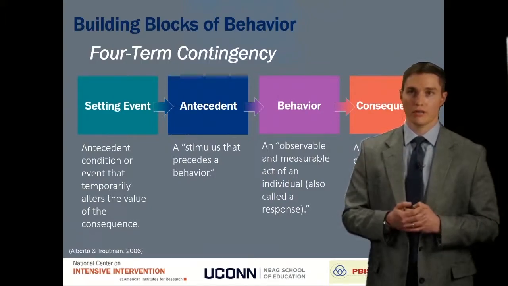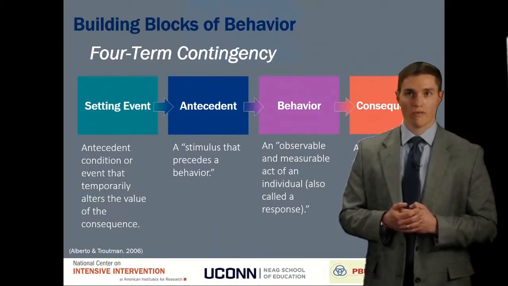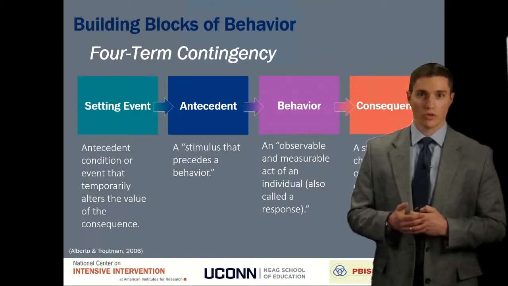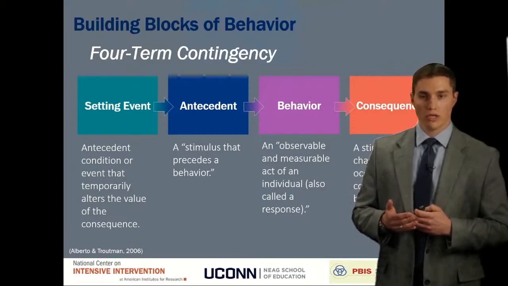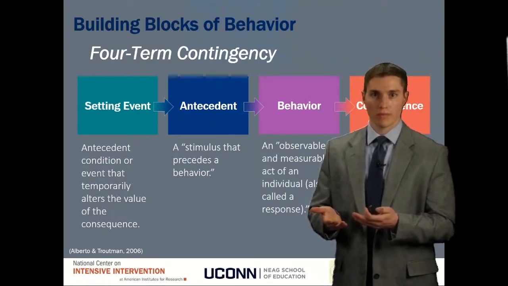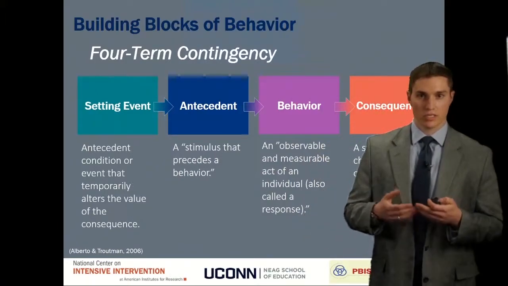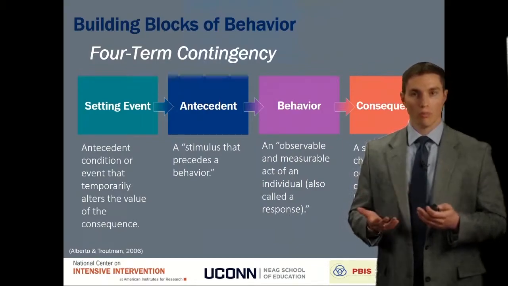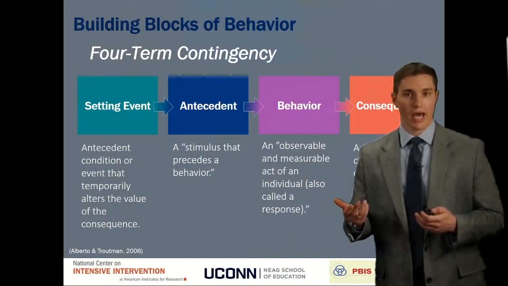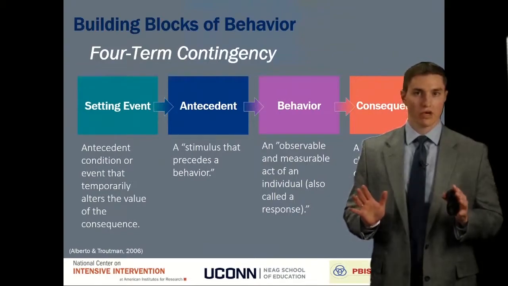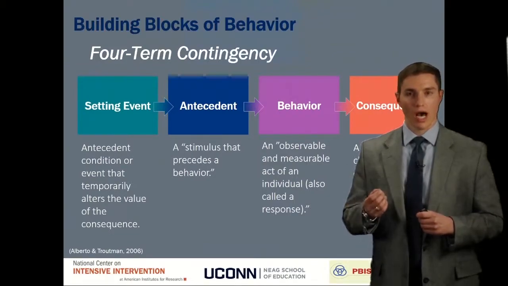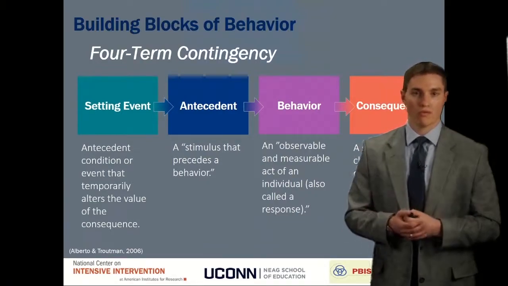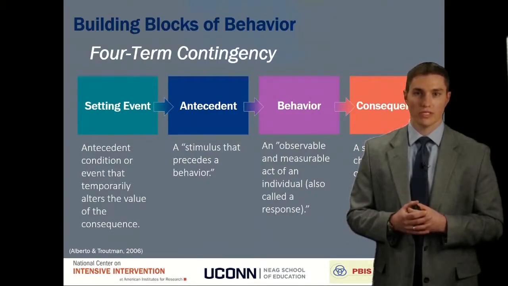As you'll see on the screen here, we define it as an antecedent condition or event that temporarily alters the value of the consequence. So what that means, if you were to describe it to a colleague, is basically a student who you typically have in your classroom is going to perform differently given its typical trigger or antecedent than they otherwise would. So our hope is if we can identify setting events, those events that happen that are unexpected, that are really outside of our control, how can we most appropriately intervene and proactively implement strategies to support that student in our learning environment when we see them.